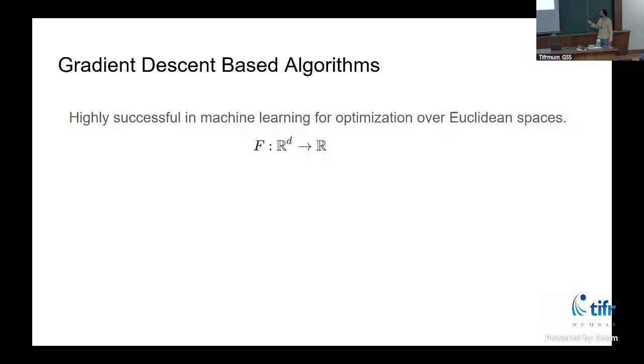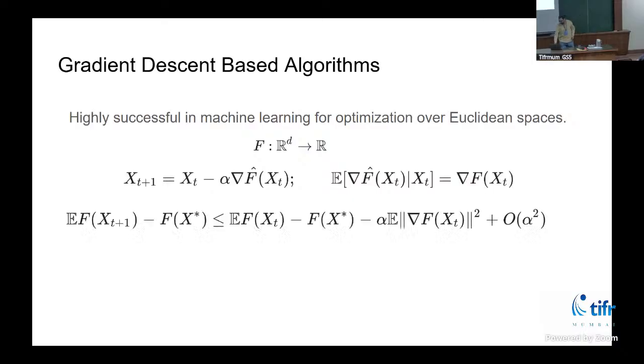So we have a function f from Rd to R, and we have something like gradient descent: x_{t+1} is equal to x_t minus alpha times grad f hat of x_t, where this is called the stochastic gradient. We don't usually have the exact gradient because it's too expensive to compute. So we have a stochastic approximation, where the expectation of grad f hat of x_t given x_t is equal to grad f of x_t, and we descend along this direction.